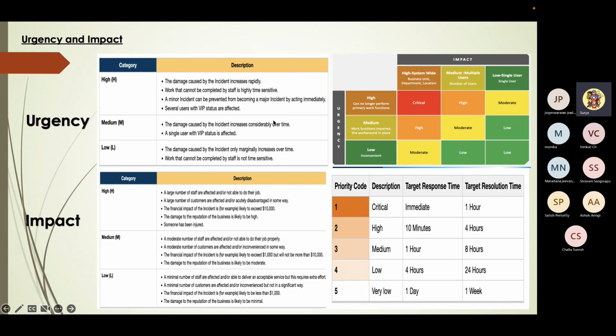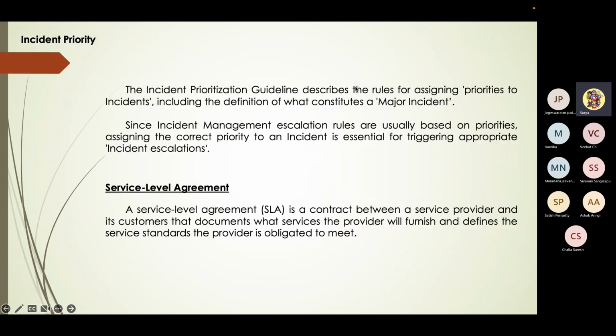That is priority, response time and resolution time. That is service level management, or the service level agreement. It is the agreement between the service provider and the client for the time frames to respond to an incident or to resolve a particular incident.